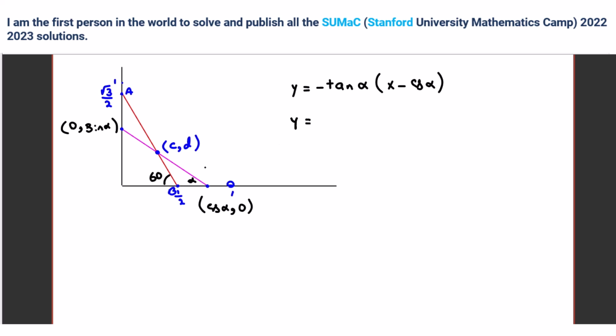What can we say about this equation? We calculated y equals this before, right? y equals negative what? y equals negative root 3 x plus root 3 over 2. The slope is negative root 3, right? Times x minus 1 half, right?